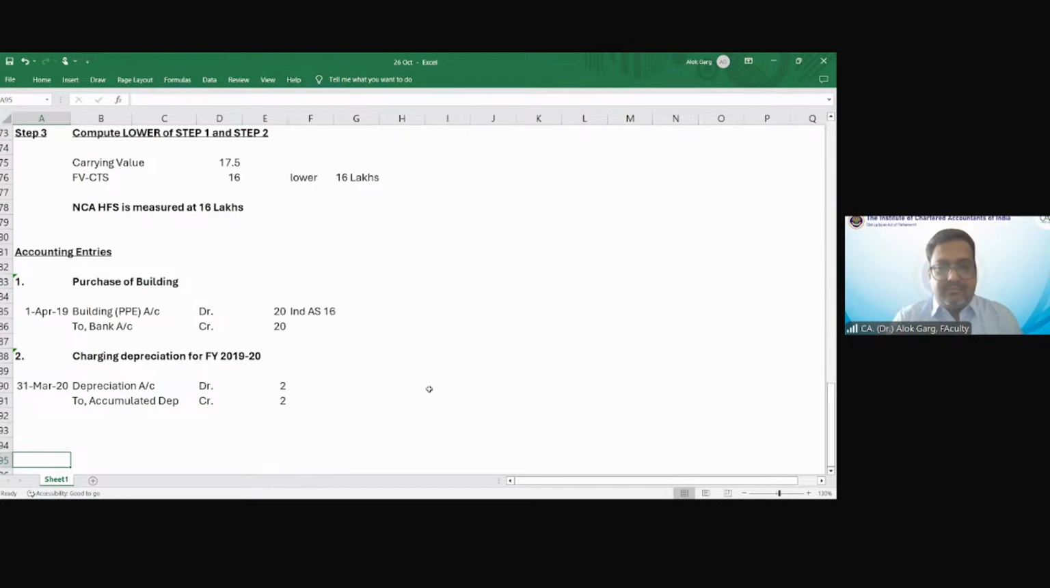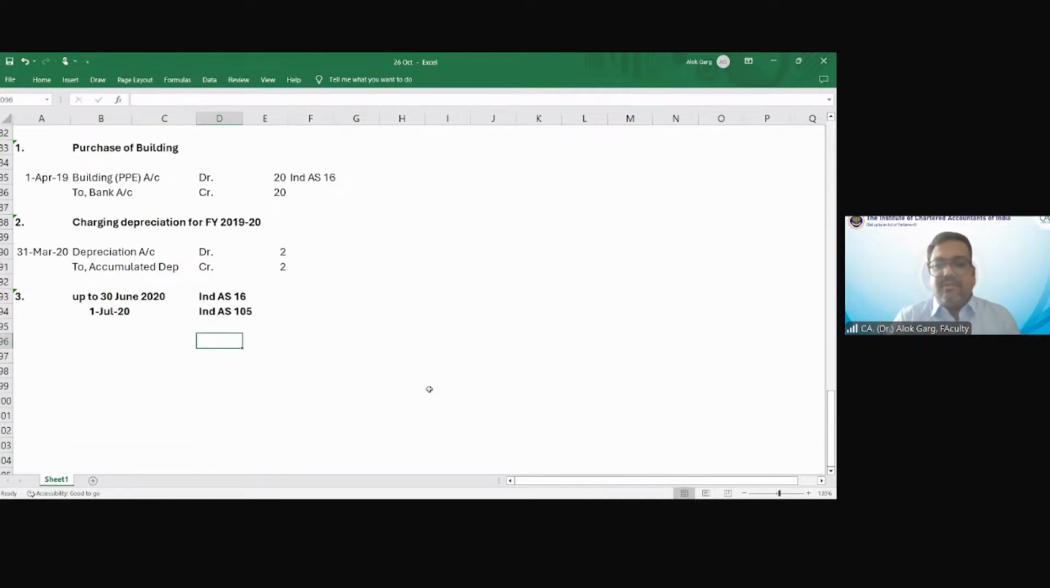What is the third entry? Conversion of asset. Up to 30th June 2020, what was the nature of this asset? This asset was Ind AS 16. From 1st July 2020, what is the nature of this asset? It went to Ind AS 105, is that right? Yes, sir. Up to 30th June this was PPE, and on 1st July this became NCHFS.